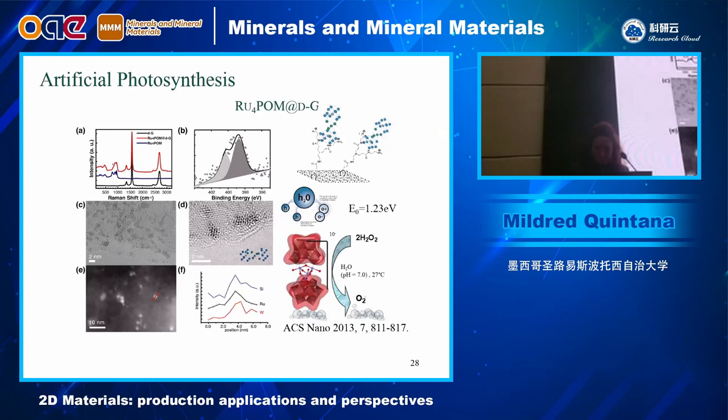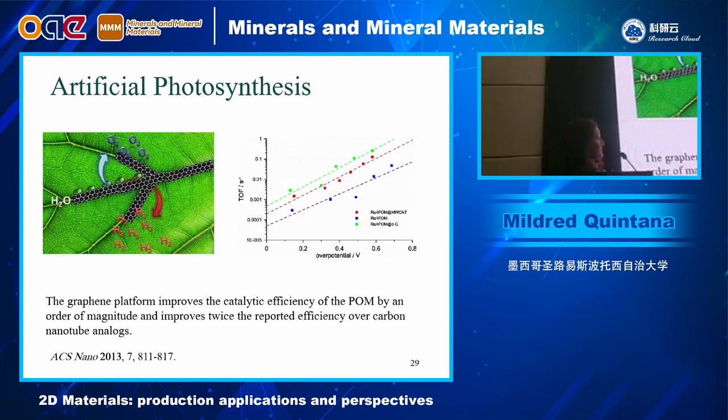And this material is very good for the production of hydrogen. In blue, you have the efficiency of the catalytic process of the polyoxometallate alone, the catalyst alone. In red is a deposit on carbon nanotubes, and in green is on graphene. And it's one order of magnitude better than the catalyst alone.